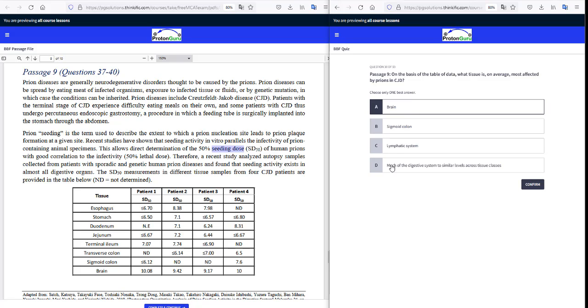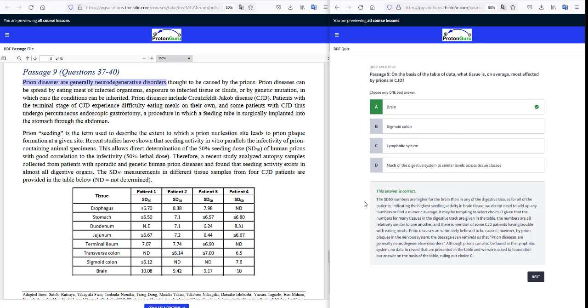tissues. We also have information in the passage that prions are generally neurodegenerative disorders, suggesting that they would affect the nervous system, like the brain, more than, say, the digestive system. And if you recall anything you've read about prion diseases in the past, they're generally things that affect the brain.